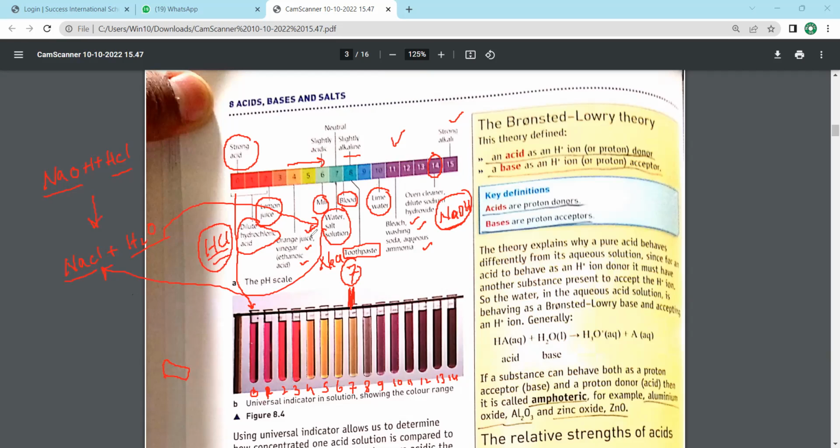Yes, and what is HU? Where is HU? I did not write HU anywhere.